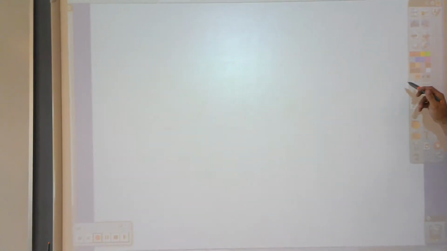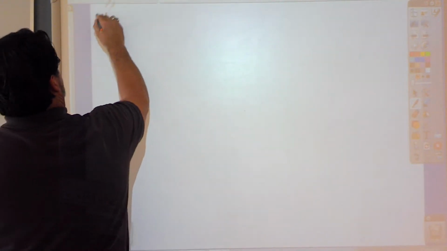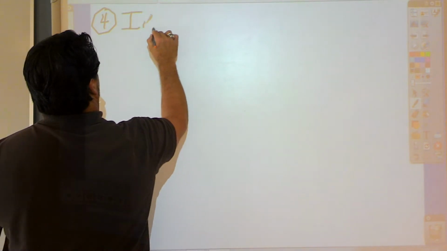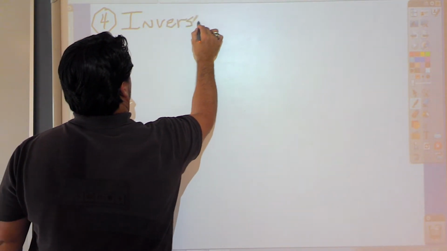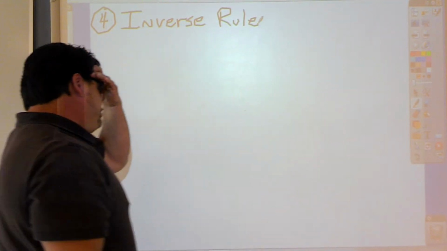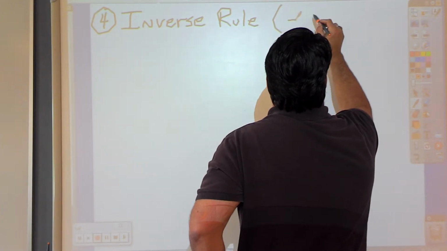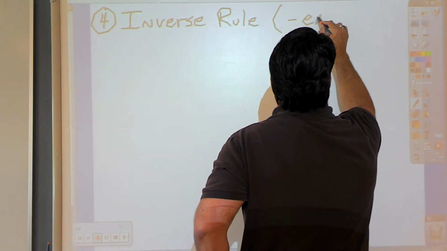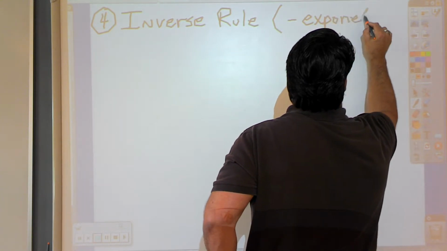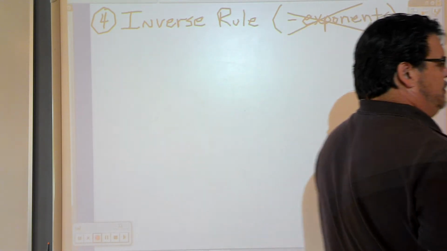All right, which leads us to the next two properties. The next two properties, number 4, is called the inverse rule. Now the inverse rule is the rule we need to get rid of negative what? Exponents. We don't want negative exponents.